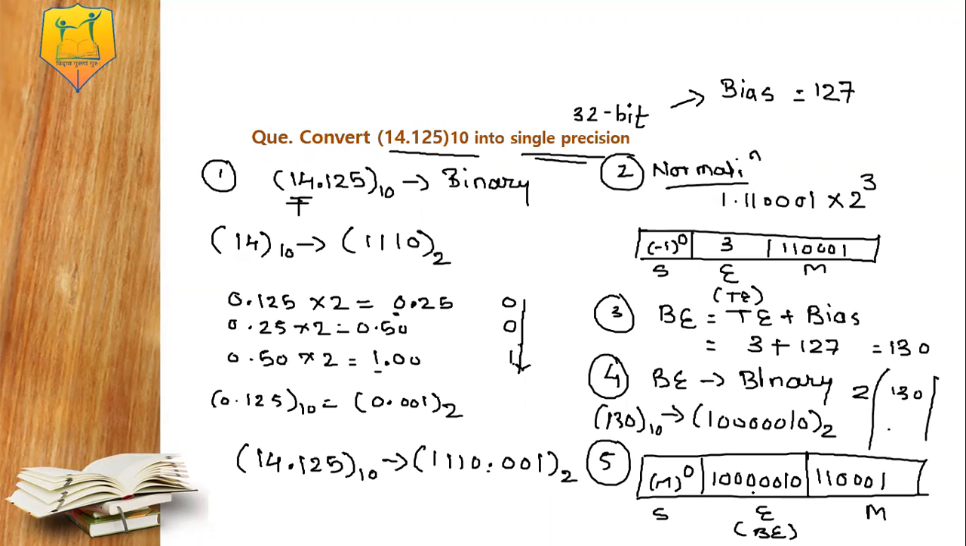Because this is a 10 marks question asked in the exam, and I don't think it's very difficult. There are only 5 steps. The first step is to convert the number into binary. Second, take the normalization: if it is normalized, keep it as it is, but if it is not normalized, normalize it. Third, calculate the biased exponent, that is nothing but true exponent plus bias value. Fourth, convert the biased exponent into binary. And the last one is simply to save them in your SEM format. Here the sign is minus 1 raised to 0, and the rest of the values are the same.